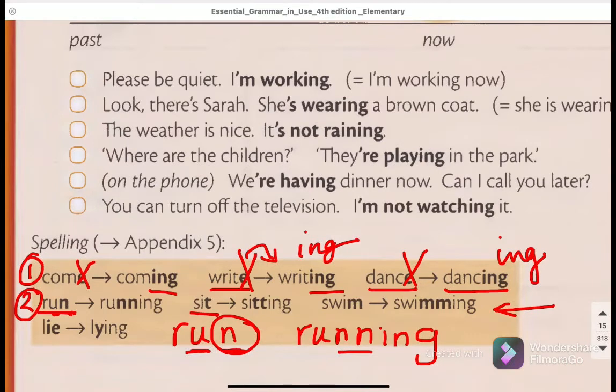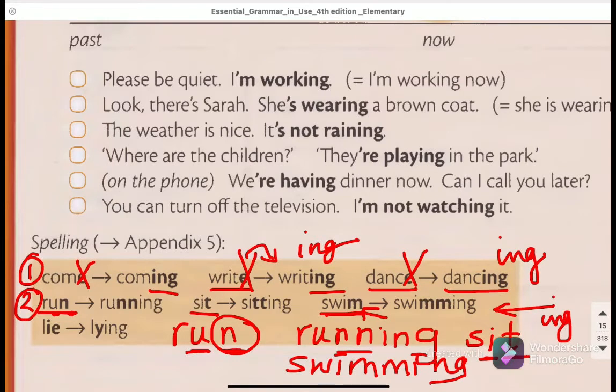And here I have sit. Here I have a vowel and I have a consonant. If I see a vowel and a consonant and I want to add ing, I will double the letter T, the consonant letter. And again, the verb swim. It is a verb and it ends with a vowel and a consonant, and I want to add ing, so I will double the letter M. I will double the consonant letter, so it will be swimming.